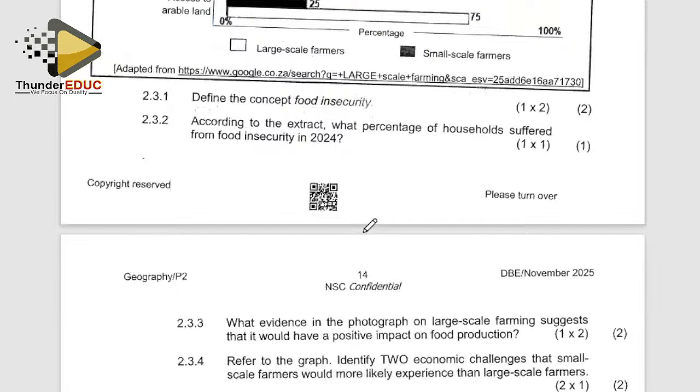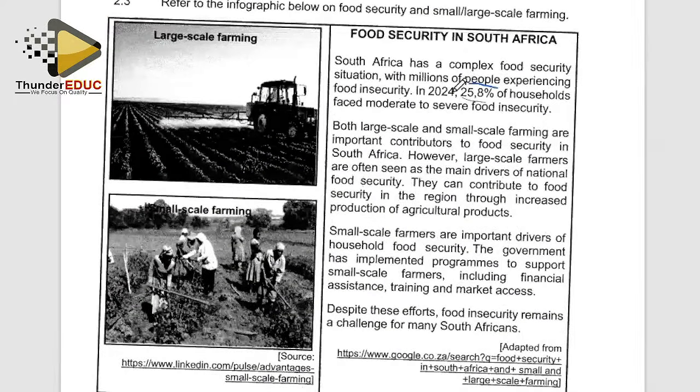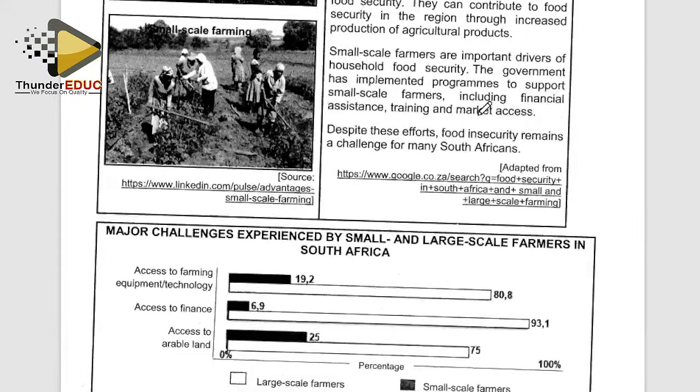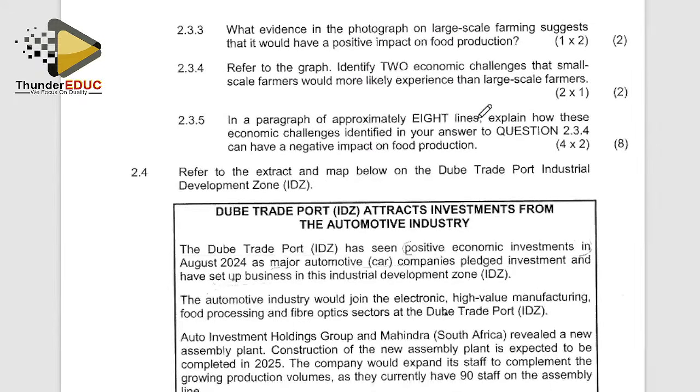Right. According to the extract, what percentage of households suffered from food insecurity in 2024? We're told that 25.8 of households faced moderate to severe food insecurity in 2024. So our percentage is 25.8. From the extract, 25.8% of the households had the problem of food insecurity.